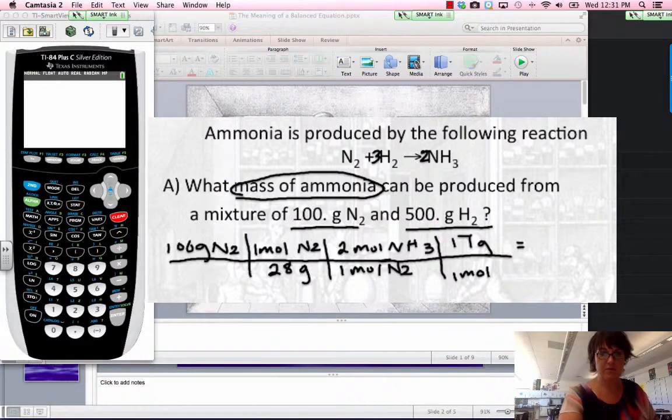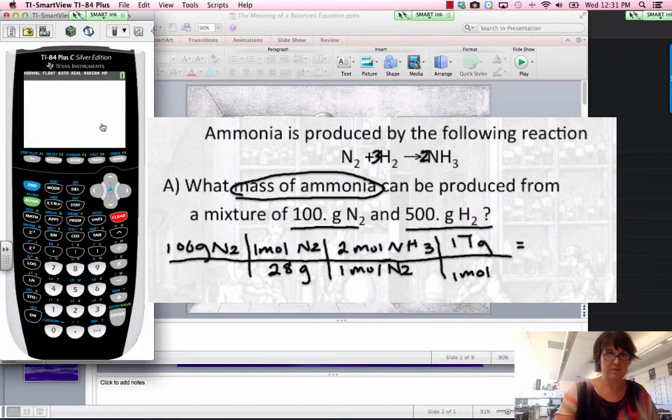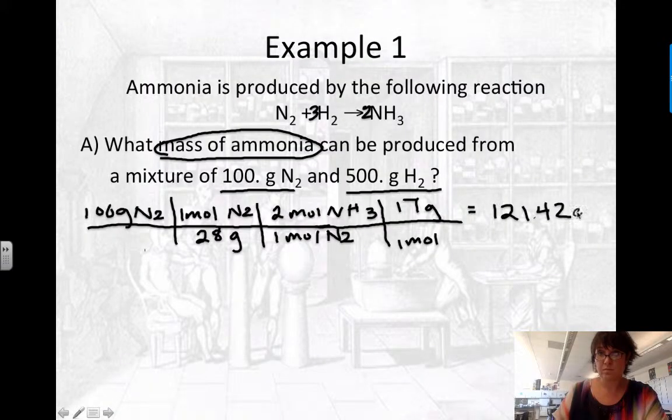Okay, so we had 100 grams of nitrogen times 2, we'll multiply across the top first, and times 17 grams per mole. And then we need to divide that amount by 28 grams per mole for nitrogen. Okay, so that gives us 121.42. And that was grams of ammonia.